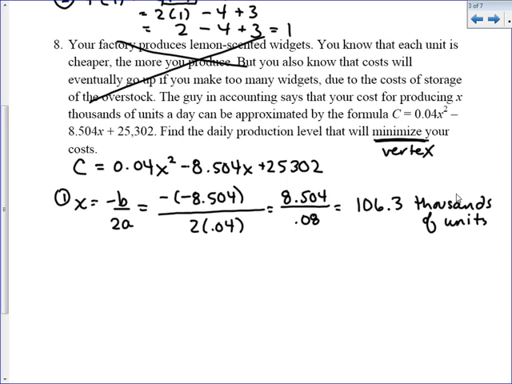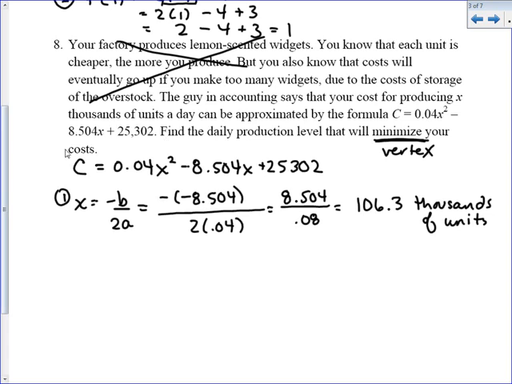X, but what does X stand for? Wait, so do we just fill 106.3 into the original one? Well, if we fill into the original equation, then we're solving for C. What does C stand for? It's actually not. It's all part of the minimum. There's no maximum if your parabola opens upward. C stands for the cost. X stands for the number of widgets.